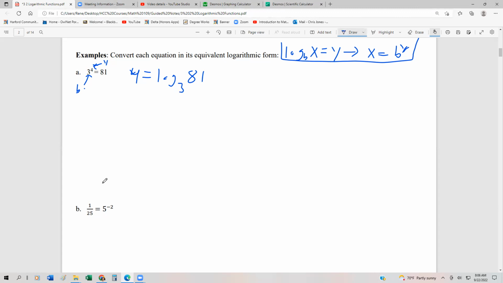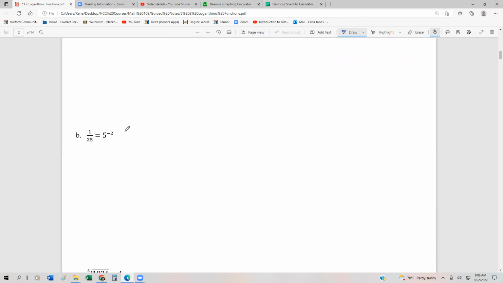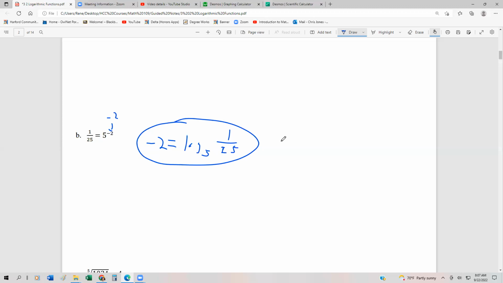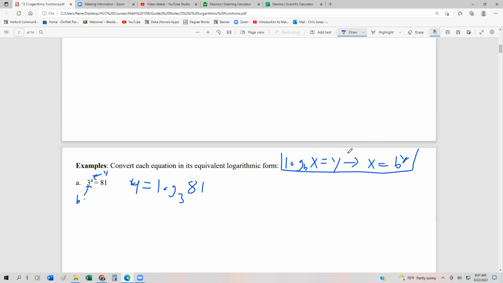We have 1/25th is 5 to the negative 2. So the exponent is negative 2, and logarithm is an exponent. The base is 5, and then we have this 1/25th. That's what it's going to look like. Pretty easy, just remembering that phrase, logarithm is an exponent, or just looking up here.